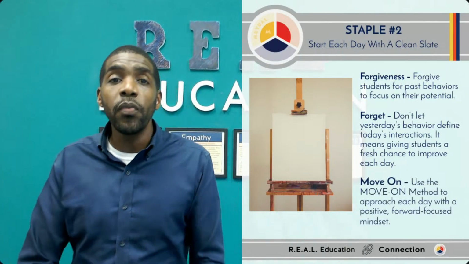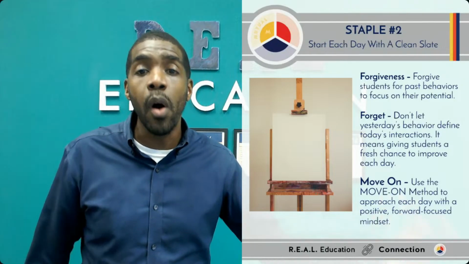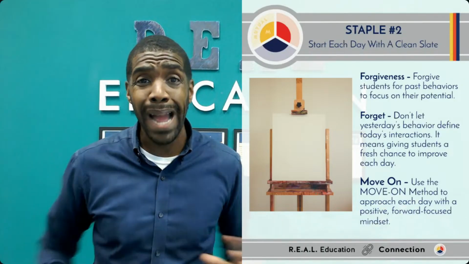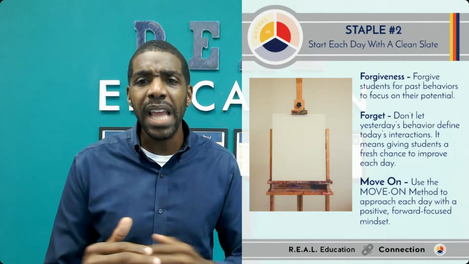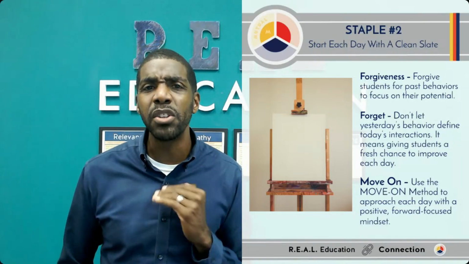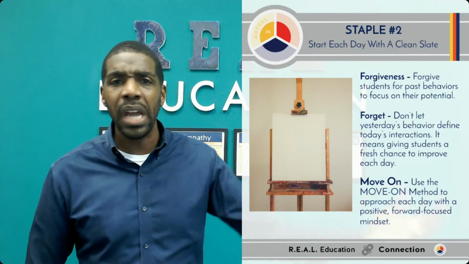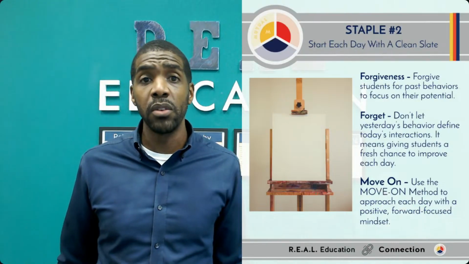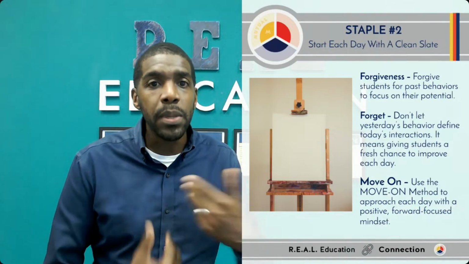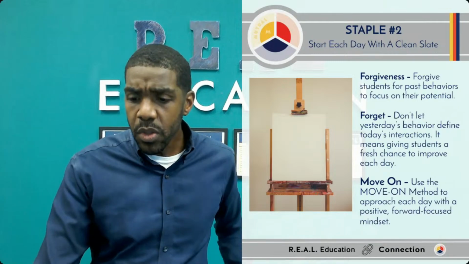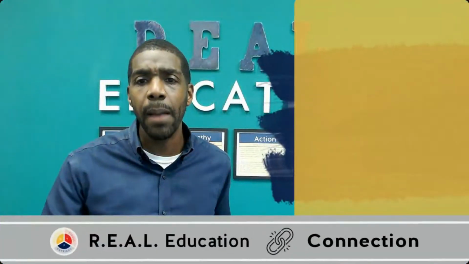And then the final thing for this particular staple is the move on method. Now, this is powerful, and I'm going to break this down here in just a second, because we really need actual steps on how to do that. How do I move on when a child is really just ruffling my feathers, right? I need to be able to do that and help myself get on the same page with a child in order to make that happen. But let's break that down for the real education.